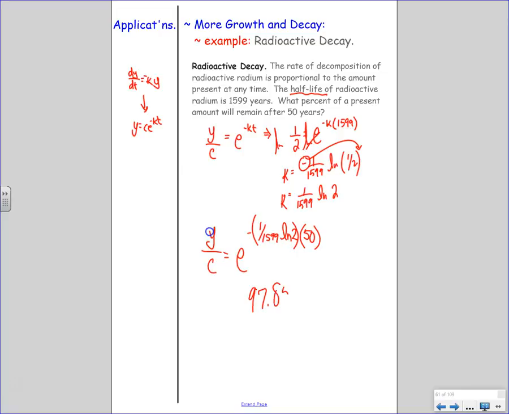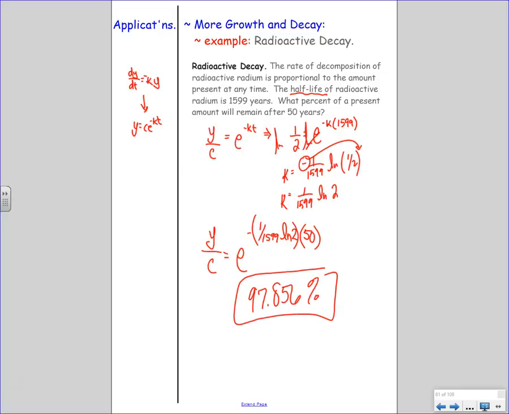97.856? No, it's point. I got 0.97. Oh, that's the percent you multiply by 100? Ah, percent. It's a percentage. Yeah, you get the decimal, then you multiply by 100. Because that's just the ratio, so we have to go ahead and change it into a percentage. Does that make sense? Times 100, or move the decimal 2 places to the right.